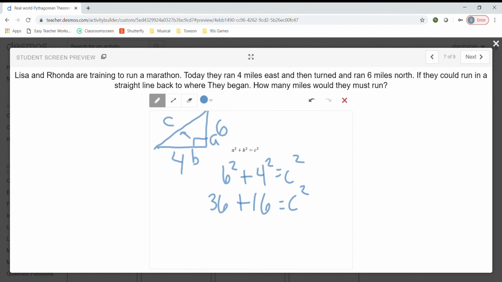All right, from there, I ask myself, can I add these together? Yes, I can. 36 plus 16 is 52 equals C squared. I can take the square root. C is going to be equal to 7.21. So instead of running 10 miles to get back to where they started, they could run a little over 7 to get back to where they started. It's a little bit shorter.